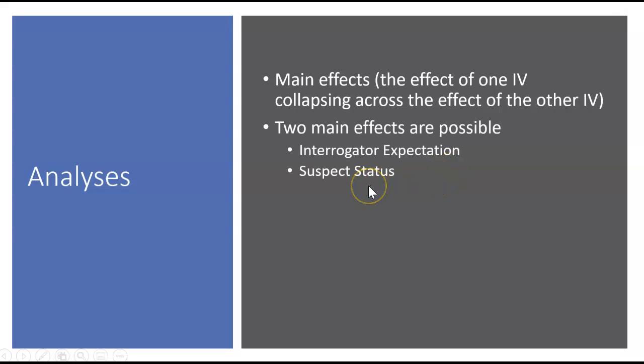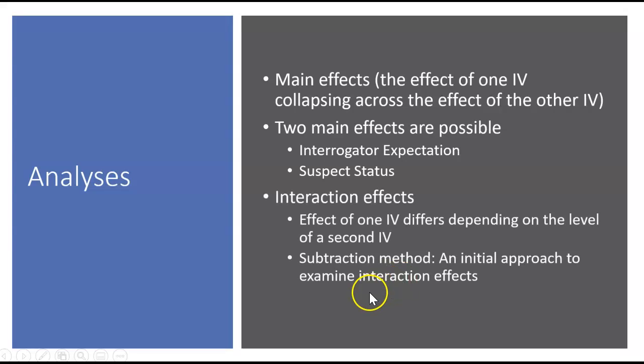So the other main effect would be, what's the difference in the dependent variables when we compare groups defined by actual suspect status and we ignore interrogator expectation. So those are main effects. Interaction effects are comparing those 4 separate cells on the previous slide, where you want to know what's the effect of one independent variable. Does it differ depending on the level of the second independent variable?